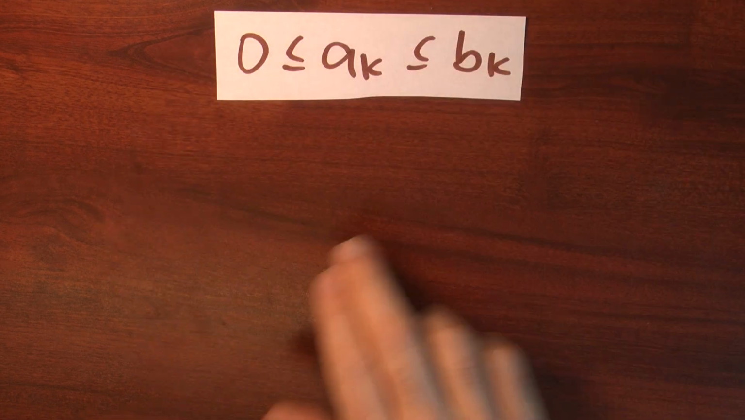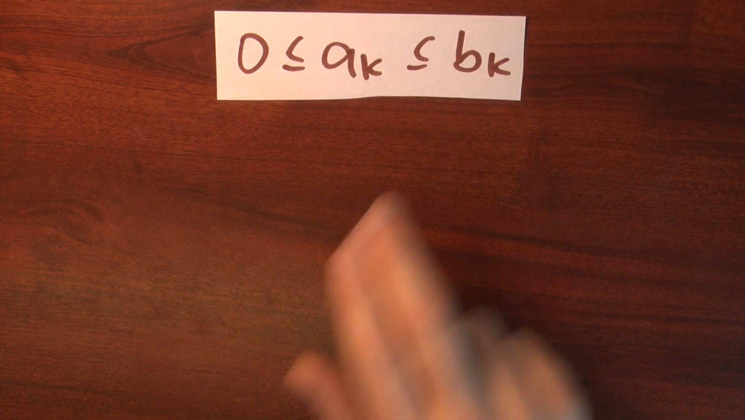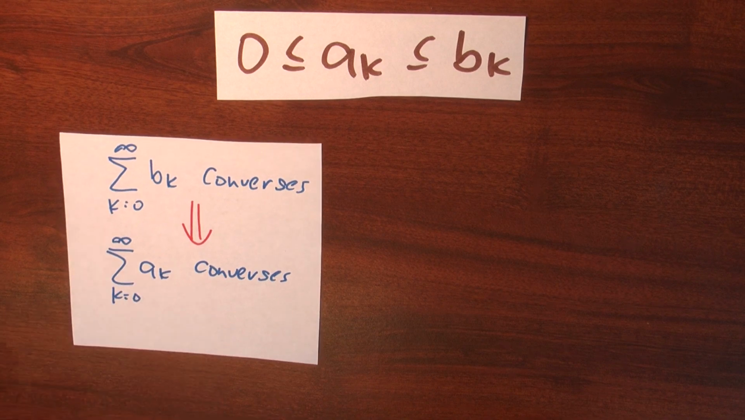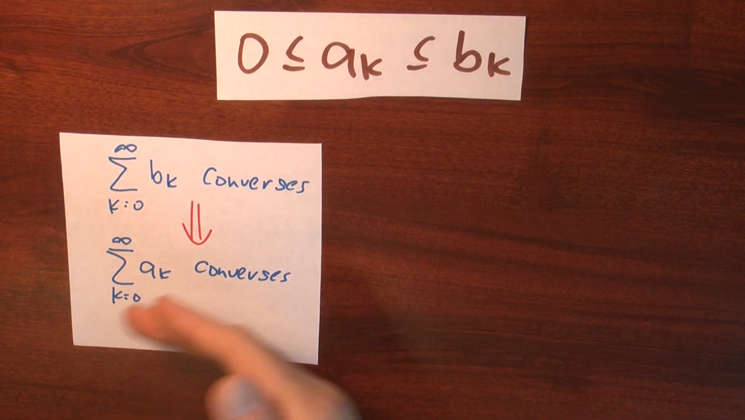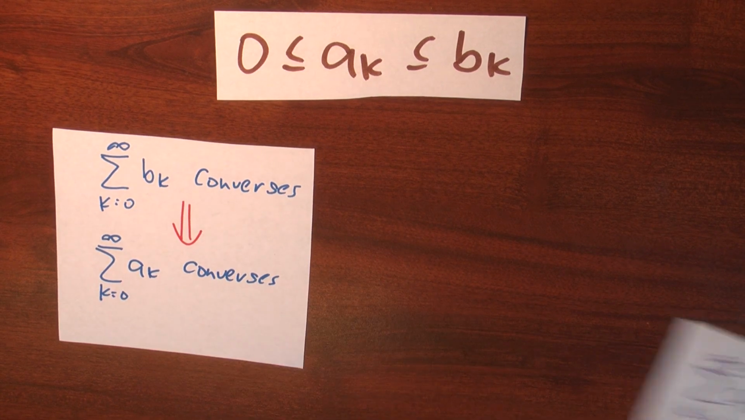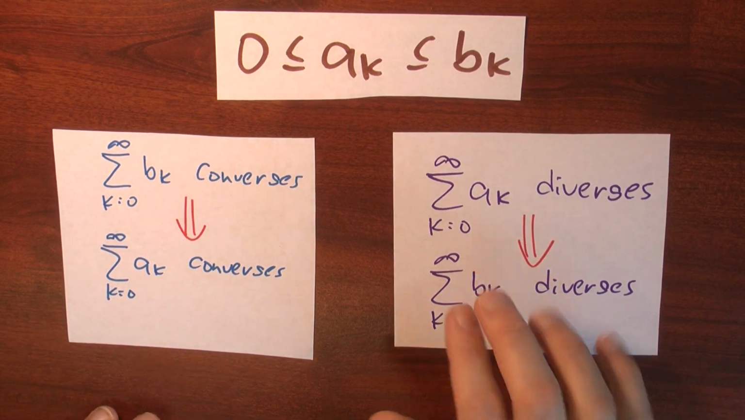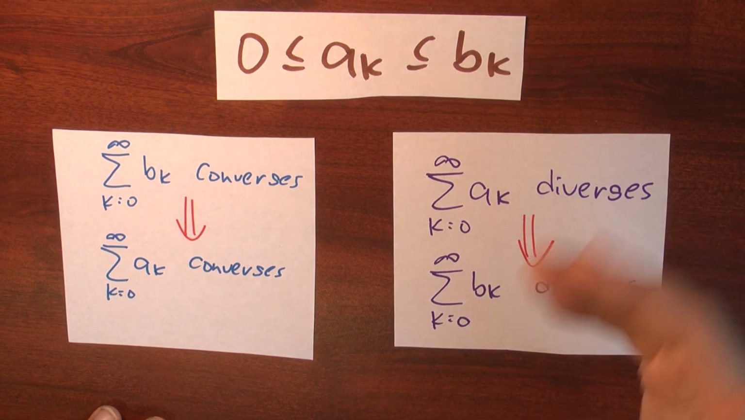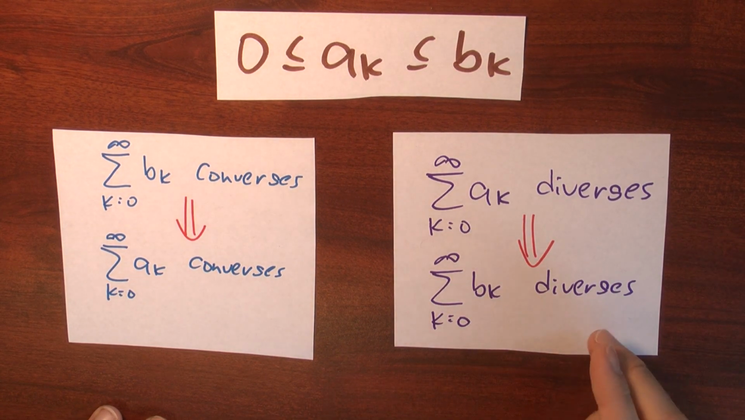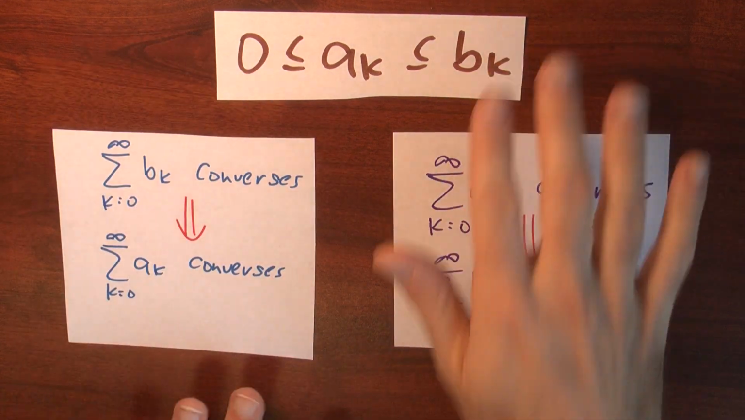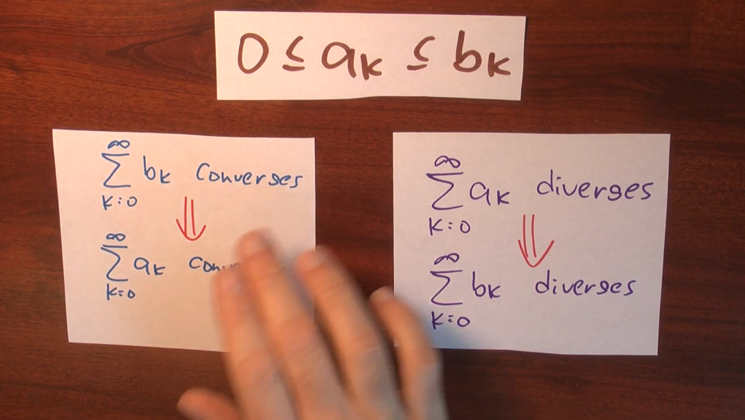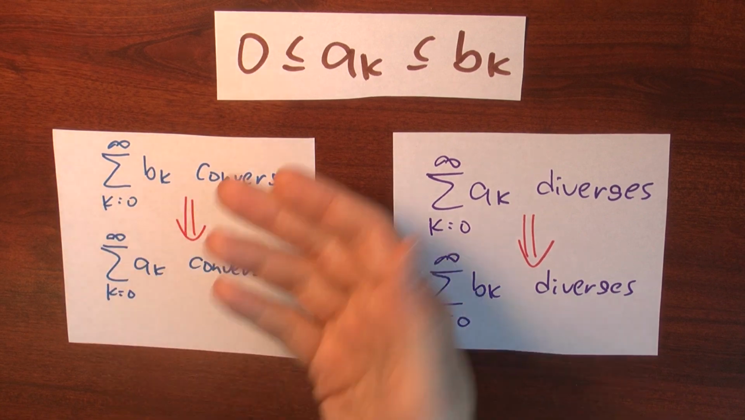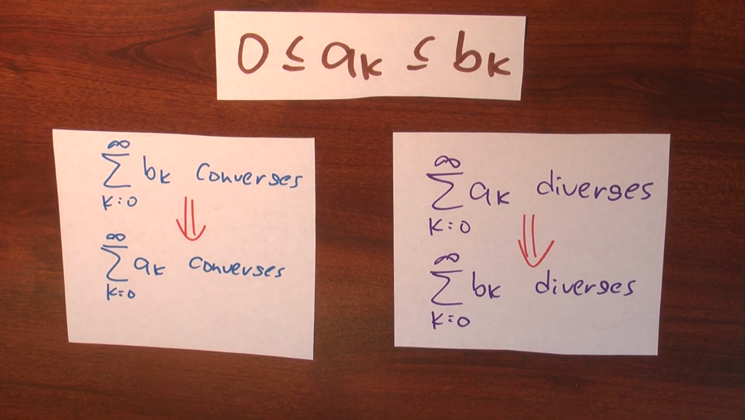Here's our standing assumption, that 0 is less than or equal to a sub k is less than or equal to b sub k. And the first thing that we saw is that if the series of the b sub k's converges, then the series of the a sub k's converges. On the other hand, if the series of the a sub k's diverges, then the series of the b sub k's diverges. And it's super important to keep track of the directions of these implications. Here I've got the convergence of b sub k implying the convergence of a sub k, and here I've got the divergence of a sub k implying the divergence of b sub k.